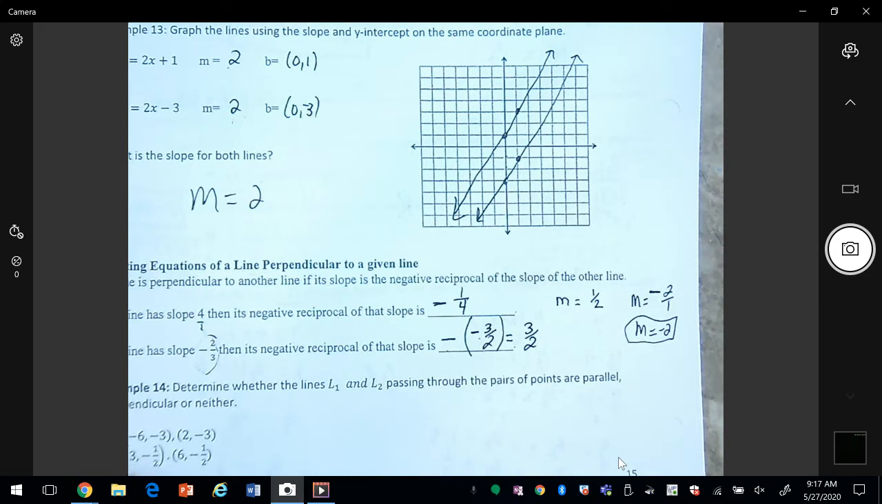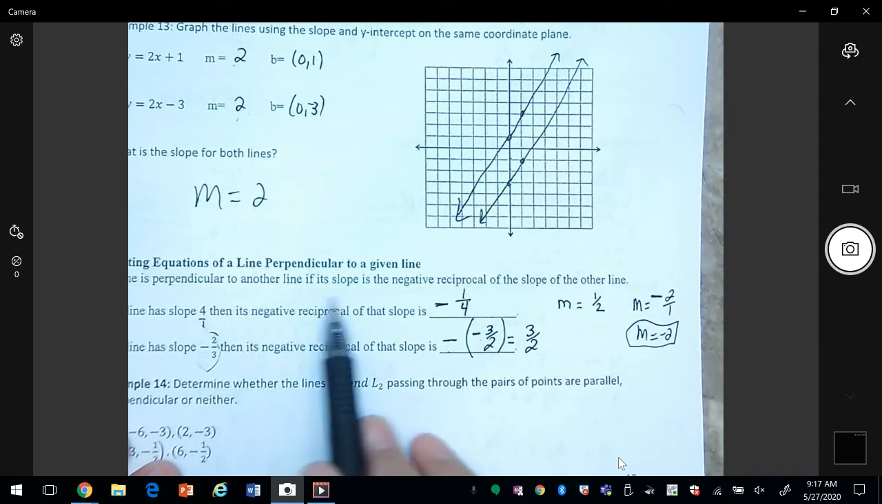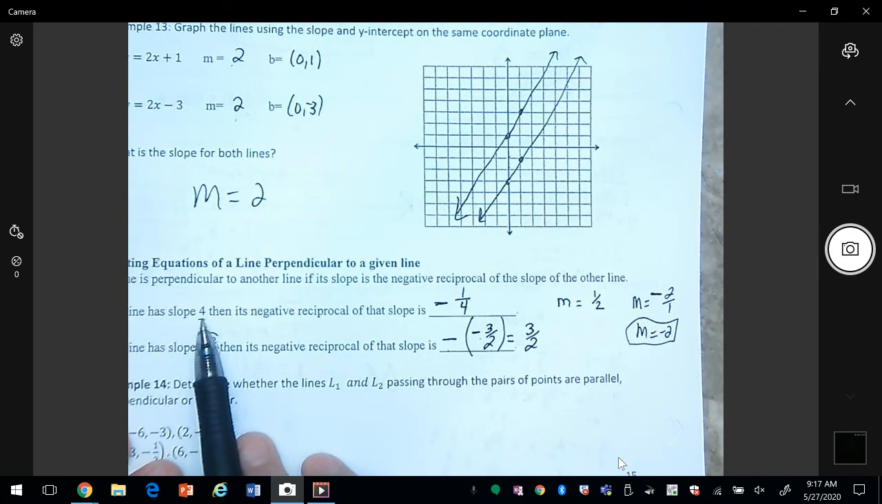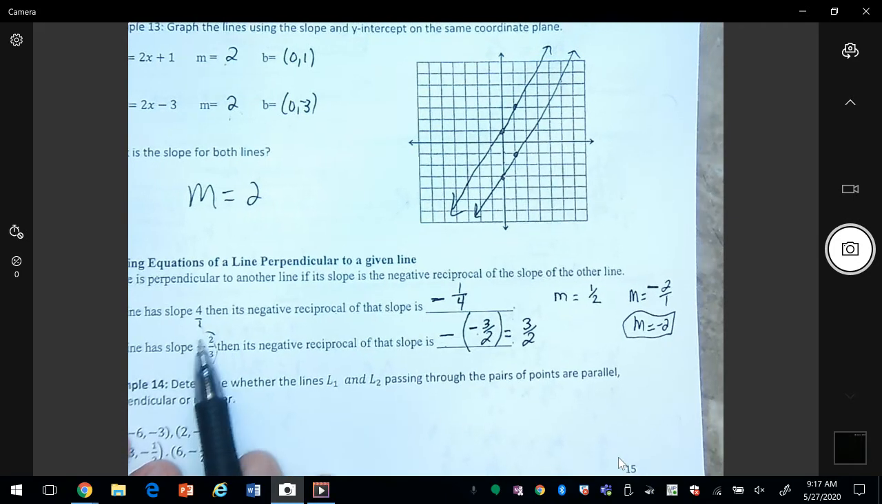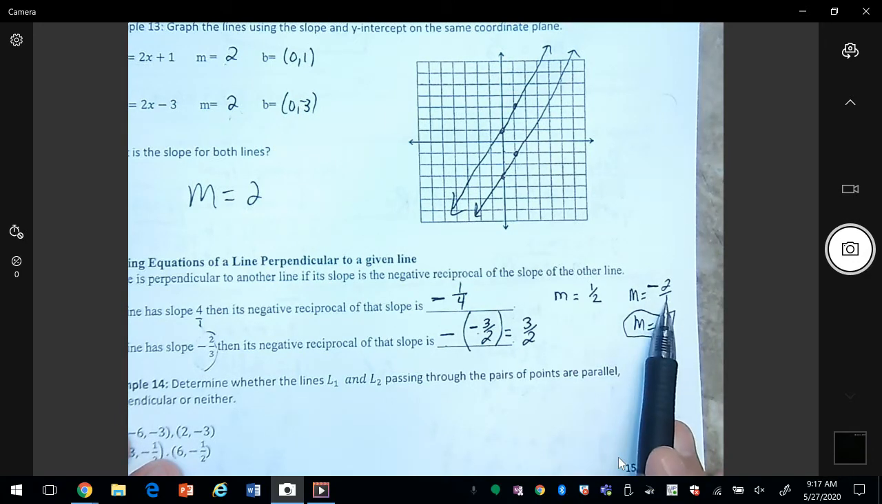So in reality, what's happening here is you can see, if you start with a positive, then the perpendicular line will end up with a negative number, and then you take the reciprocal, so you're flipping that fraction. So here I started with a -2/3 and I ended up with a positive 3/2. I started with a positive half and I ended up with a -2.